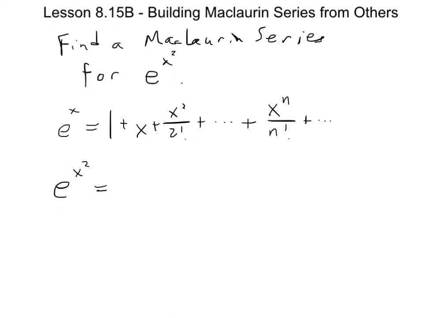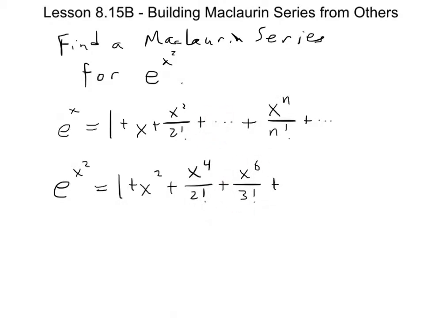Well, I could get e to the x squared by simply plugging x squared everywhere I see an x in that series. So 1 plus x squared plus x squared squared, that's x to the 4th over 2 factorial. The next one would be x to the 6th over 3 factorial. I didn't write that one up here, but I'm just writing another one so you can see it.